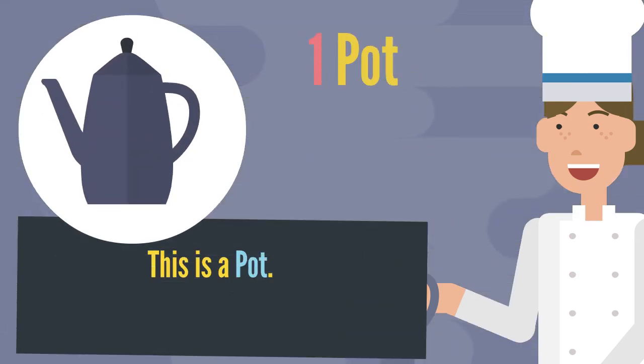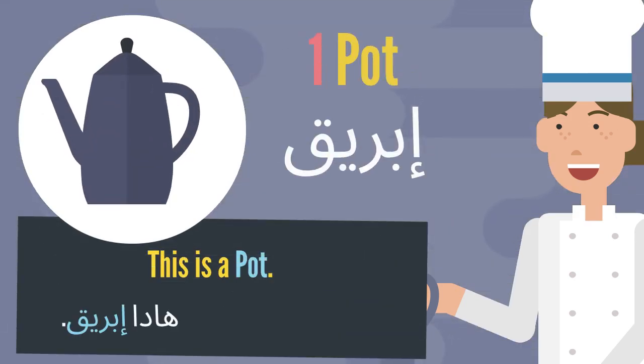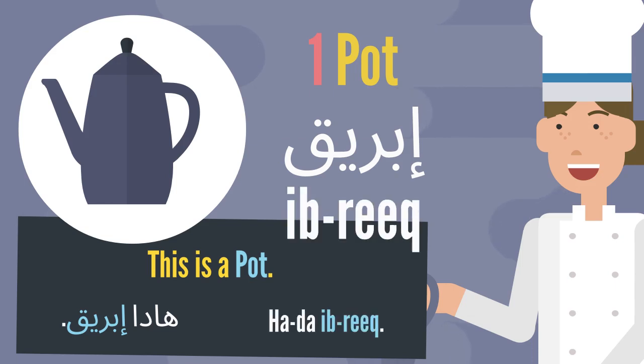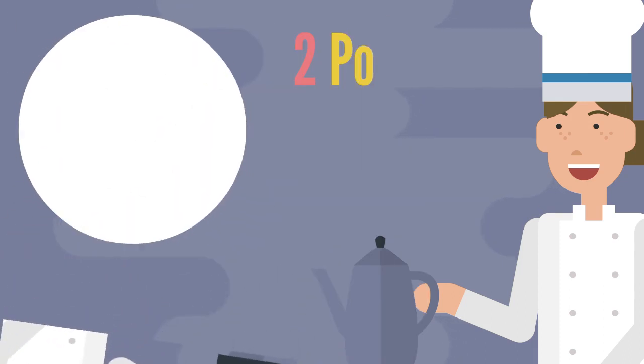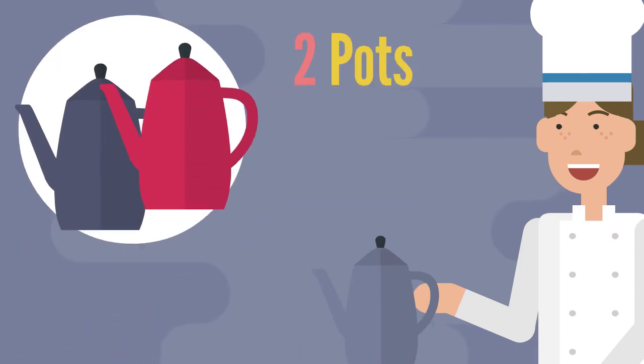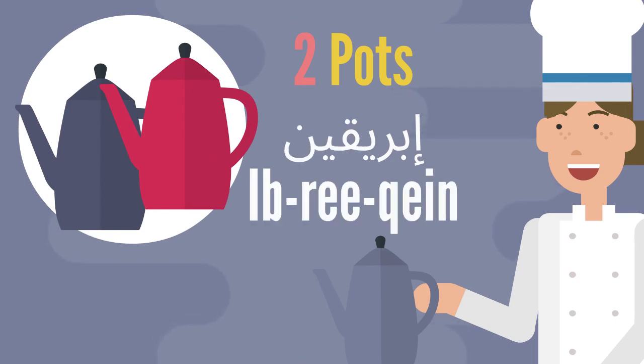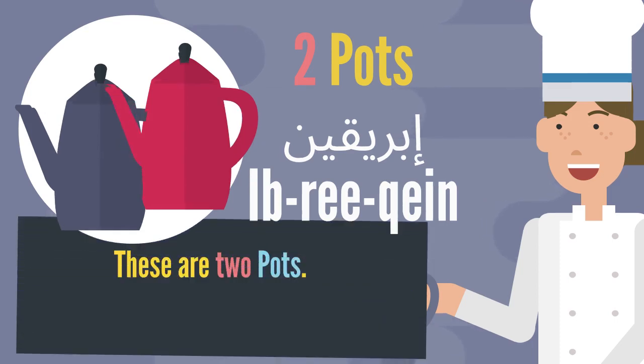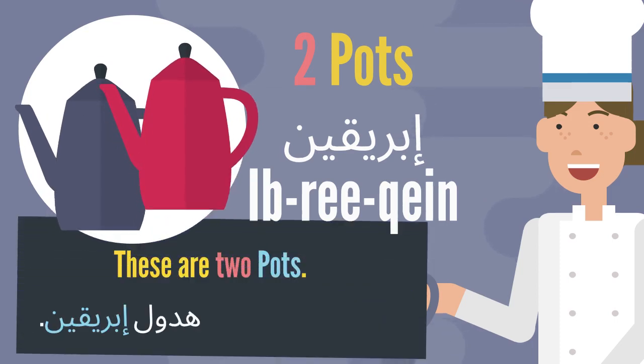One pot. This is a pot. Hada ibri. For two pots, we say ibrian. These are two pots, hadol ibrian.